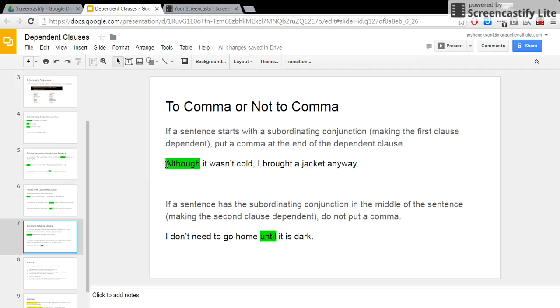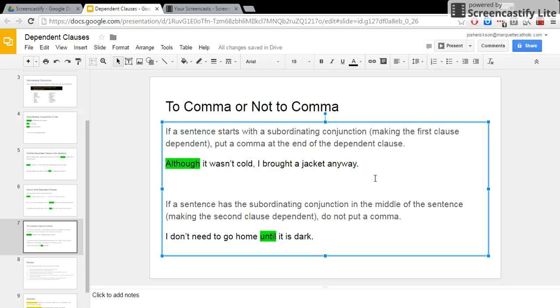So, as an example, this sentence: although it was cold, I brought a jacket anyway. The first clause here is our dependent clause because it starts with this word right here. It starts with a subordinating conjunction. So because of that, you put a comma after the dependent clause. It's usually when you take a pretty big break, a big pause in your speech. Although it was cold, I brought a jacket anyway. So you can kind of hear the pause, but you want to put it at the end of the dependent clause.